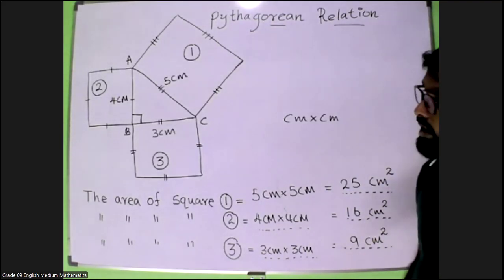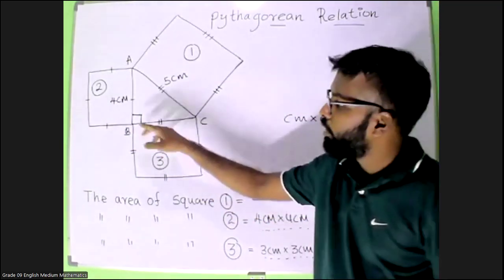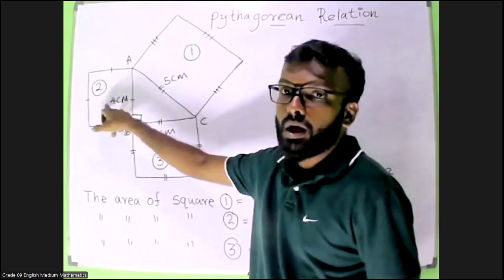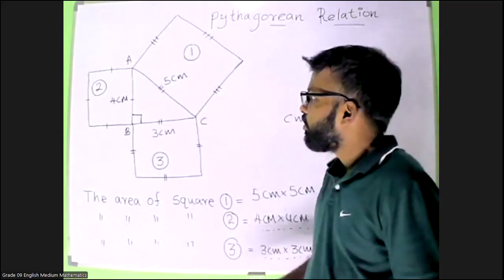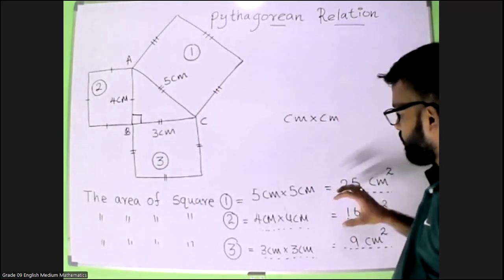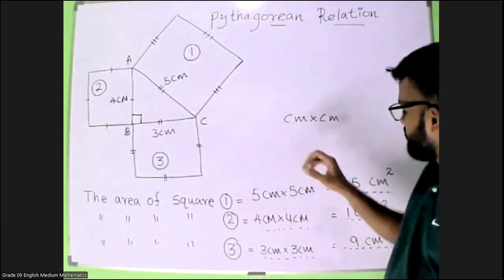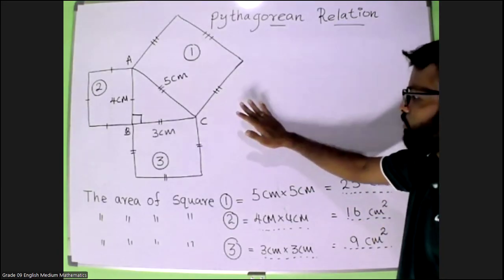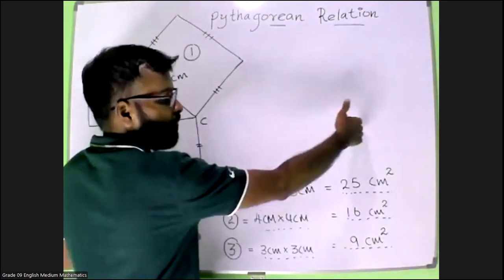Now, I am going to take the addition of the areas of the square number 2 and square number 3. Let's see what will happen. Right? So already you know the area of the square number 1, right? This is 25 square centimeters. Now what I am going to do is, I will use this space now.